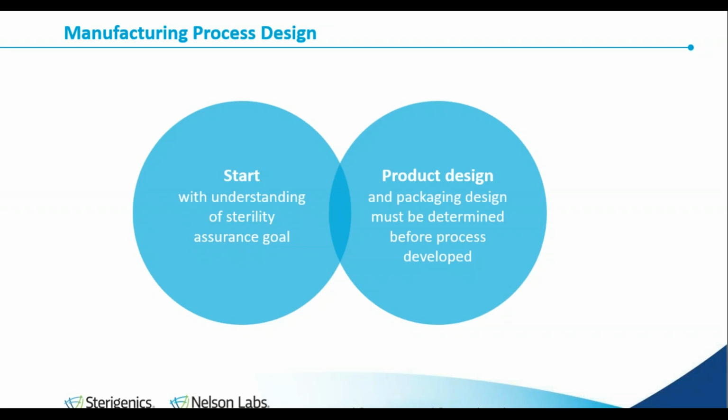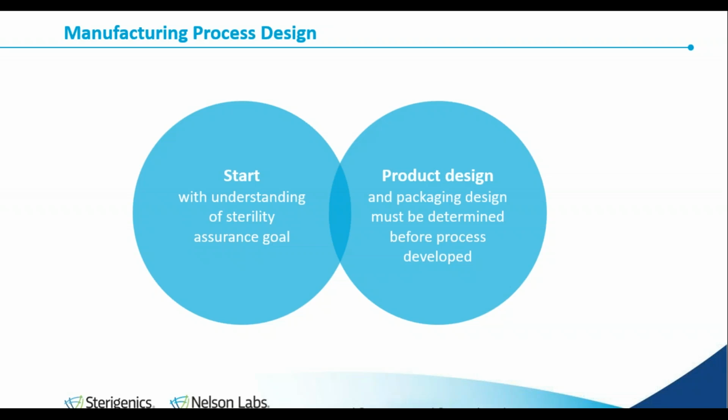Okay, so ultimately, once we've designed our package and the product and had the testing that we've needed to do, to get us to the actual manufacturing process itself, we can start to really look at how we design the manufacturing process for sterilization. We have to start with an understanding of the sterility assurance goal. I mentioned it at the very start of this presentation, but it's important to start thinking about the fact that your sterility assurance goal may actually be different for different components of the product.